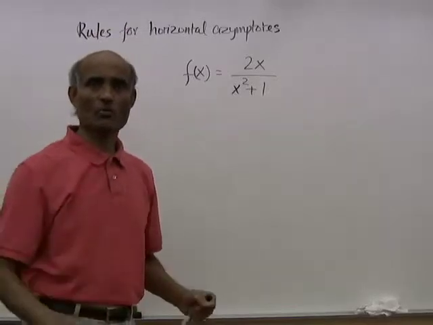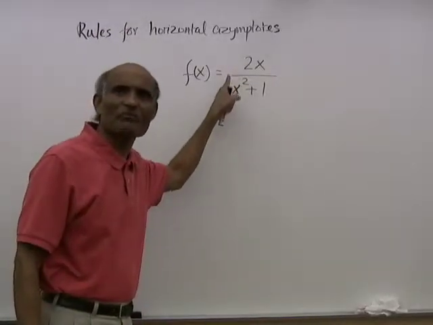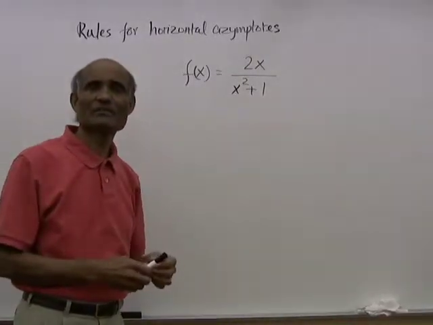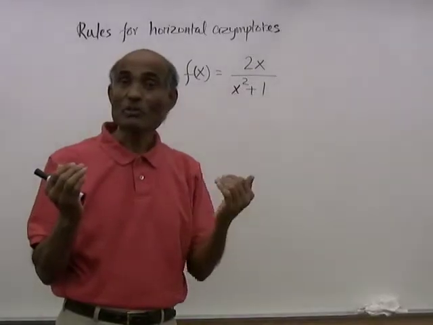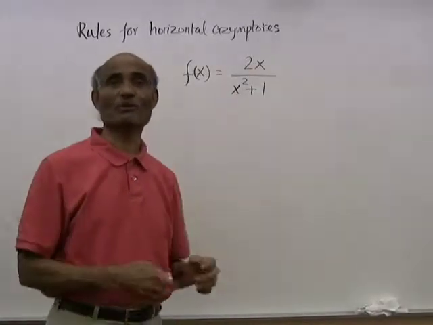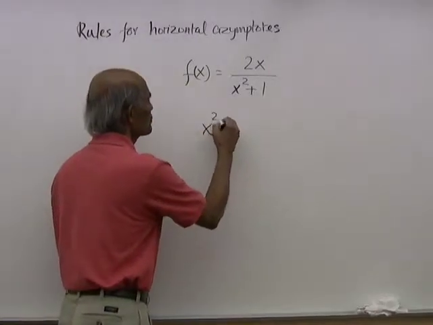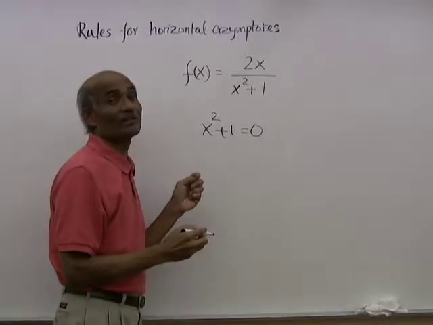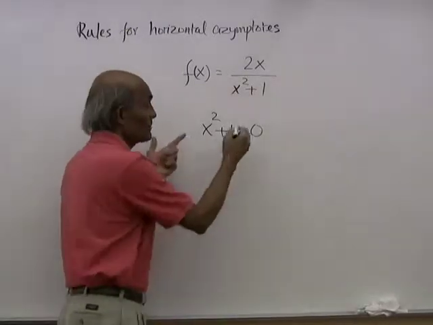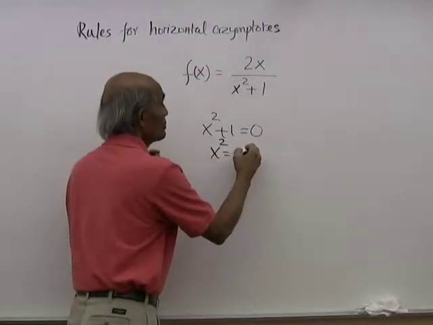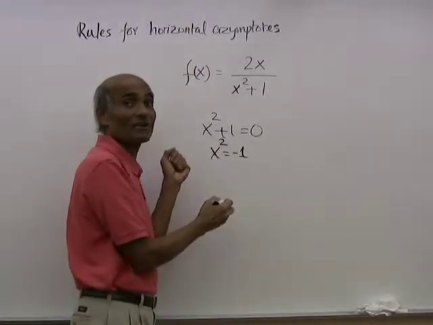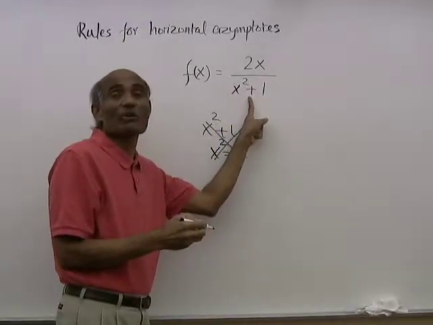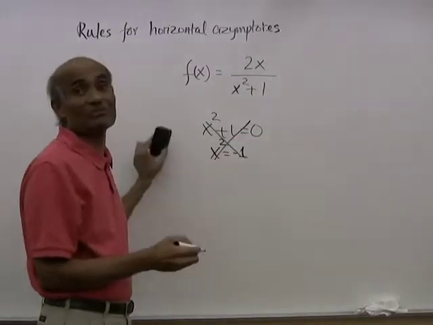Before we look at another rule, can you tell me, how does the graph of this look? Does it have a vertical asymptote? Remember, the vertical asymptote is obtained by setting the denominator to 0. Now, can the denominator x squared plus 1 be equal to 0? No. Why not? Because if x squared plus 1 equals 0, it means x squared equals -1. That cannot happen. That means the denominator can never be 0. There are no vertical asymptotes.